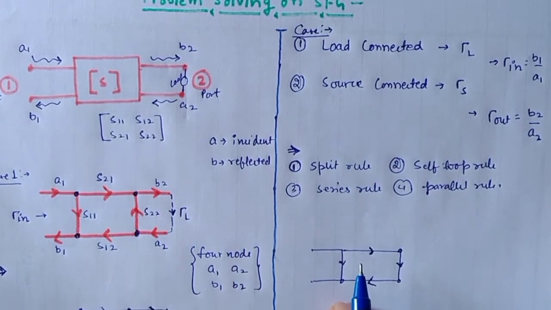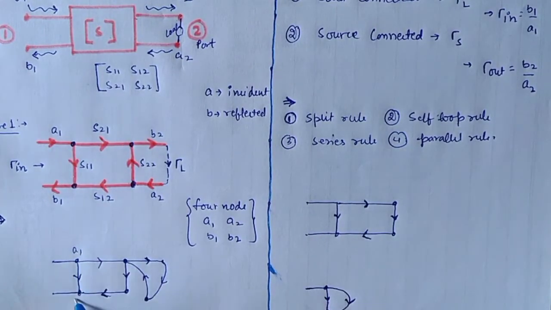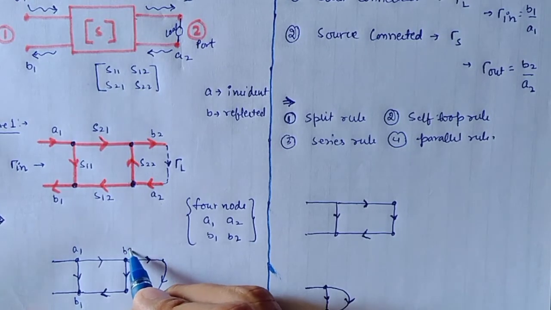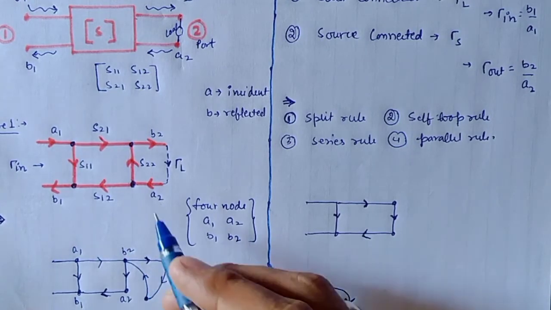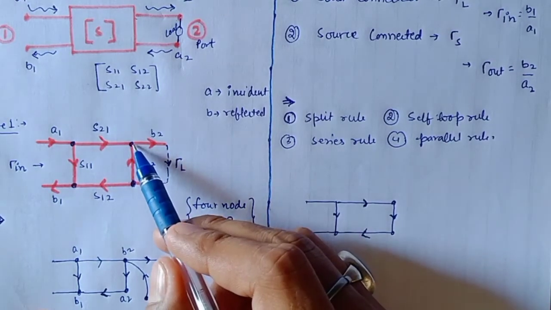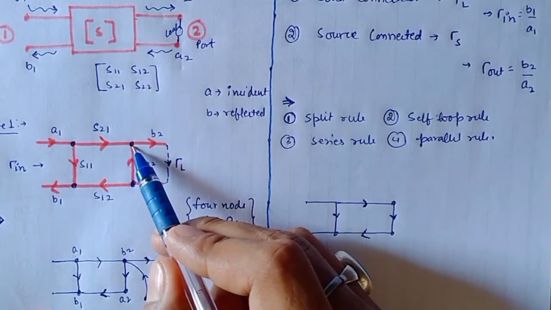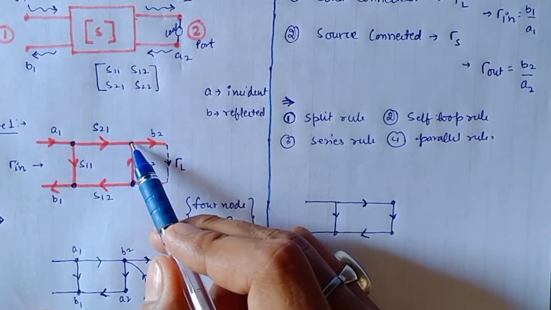So as you can see here, I have drawn the circuit. I will write here: this is the A1 node, this is the B1 node, this is the B2 node, and this is the A2 node. This A2 node I have split, and the rule says we start from B2 and again end at B2 only. So my initial and final node is B2.